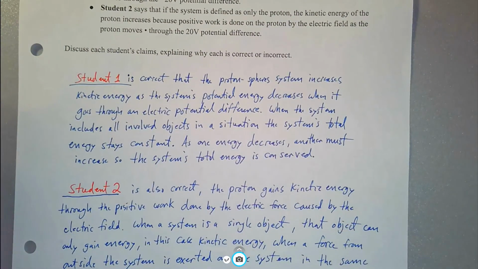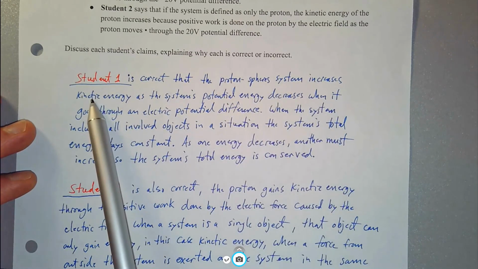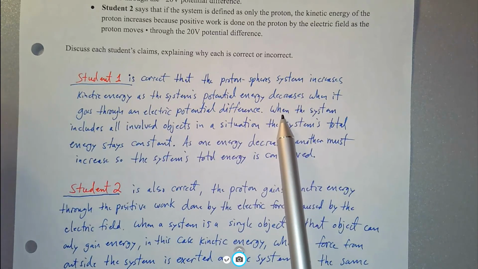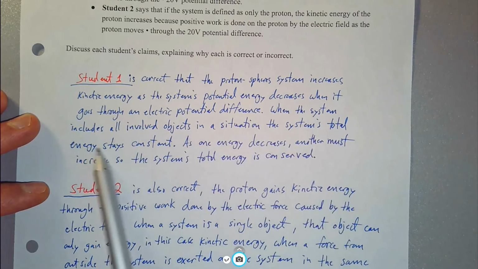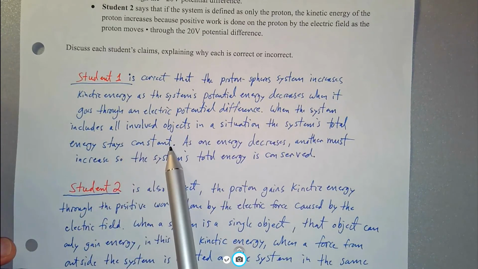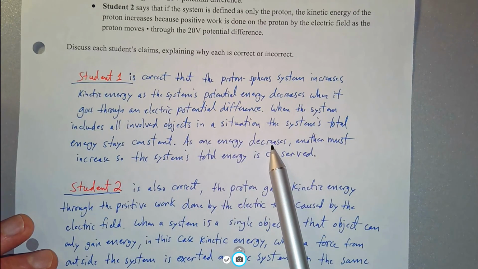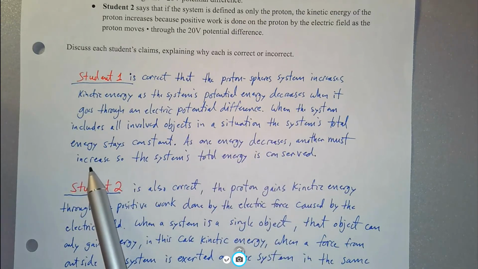So student number one. Student number one is correct that the proton spheres system, so the system including all of that, it increases kinetic energy as the system's potential energy decreases when it goes through an electric potential difference. That's basically what they said. Well, why is that true? When you define a system to include all involved objects in a situation, the system's total energy stays constant. If there's nothing else acting on the system, there's no outside forces, there's no work being done, the total energy of the system has to stay constant. So, as one energy decreases, another must increase, so the system's total energy is conserved. So, as the electric potential energy went down, the kinetic energy went up, and that was only because another energy within the system itself must have been going down. So as the electric potential energy went down, the kinetic energy went up in the system, all a part of the system.